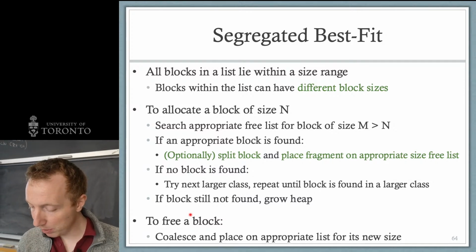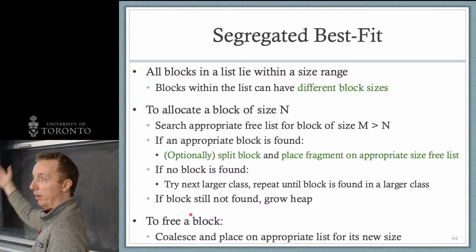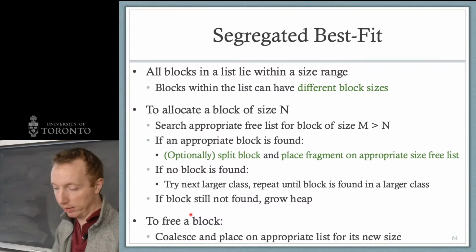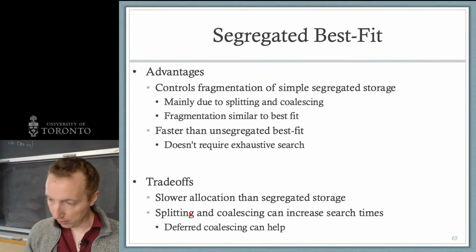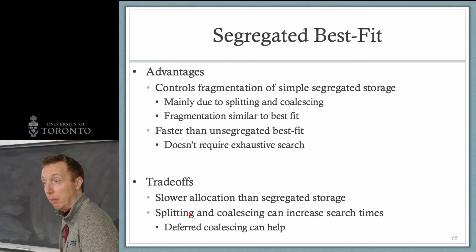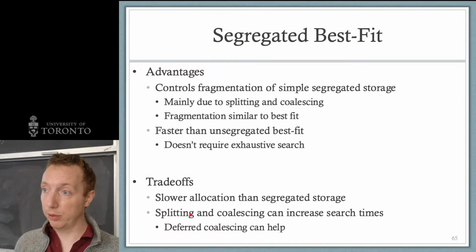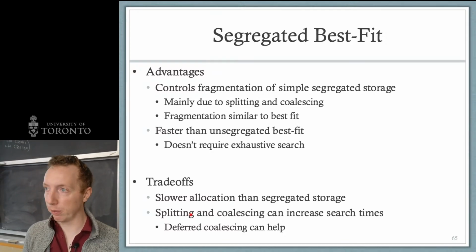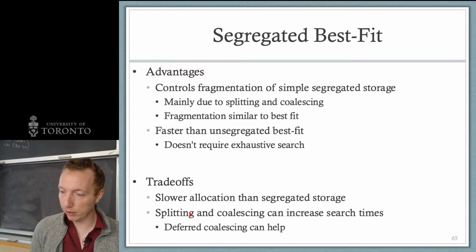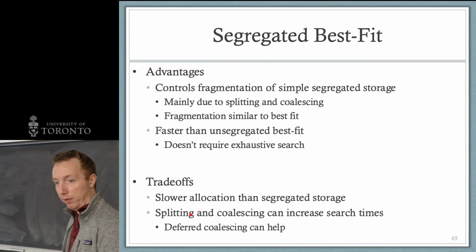And then to free a block, maybe it's the idea you had before: coalesce, and I might have to move it to a different size. So some advantages of this: fragmentation might be a lot better than the simple case, since things can move around, mostly through splitting and coalescing. Fragmentation is similar to best fit for just the free list.